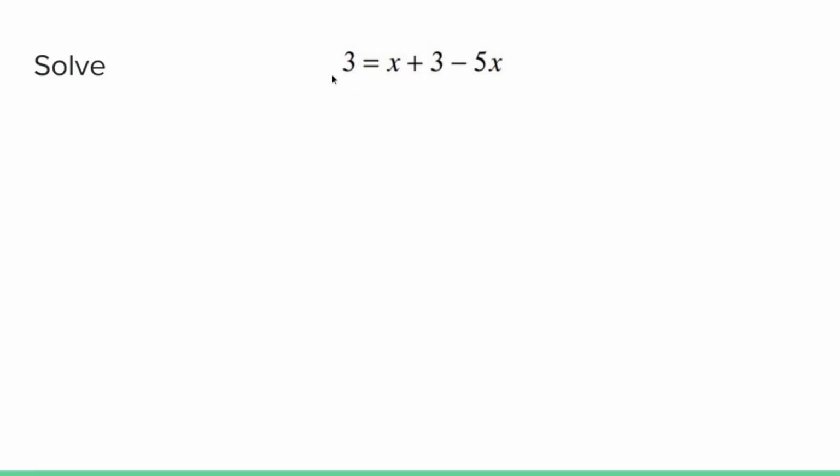Solve the equation 3 equals x plus 3 minus 5x. Whenever you have several things going on one side, you want to combine like terms. So I have x and minus 5x, which will give us negative 4x because, 1 (invisible 1) plus negative 5 is negative 4. X comes along for the ride.